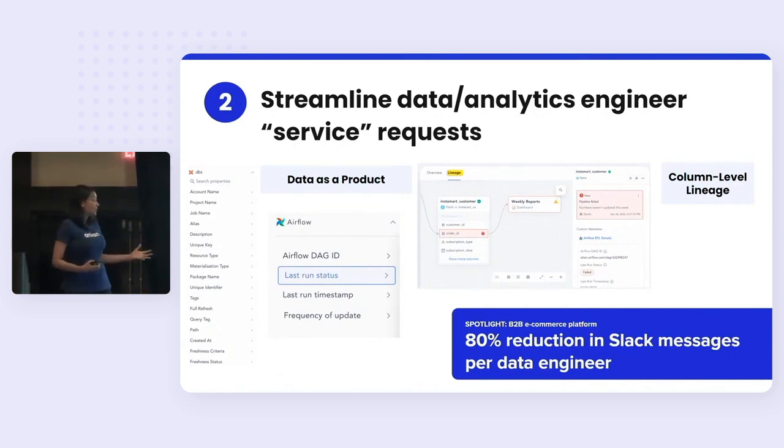automated column level lineage that brings this together in a way where we had one customer, a B2B e-commerce platform, and they started measuring Slack messages. Their core KPI was: we want to reduce the number of Slack messages that our data engineers and analytics engineers are dealing with. And they found that there was an 80% reduction in Slack messages that their engineers were dealing with just by, again, making these reusable and reproducible.